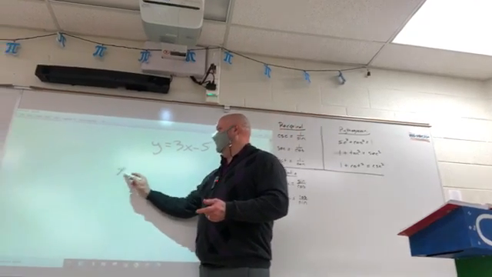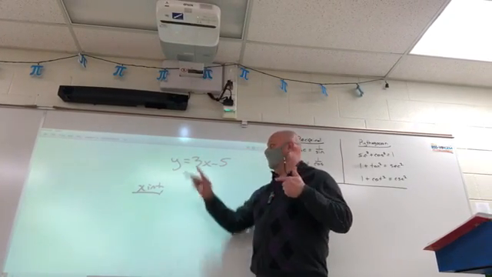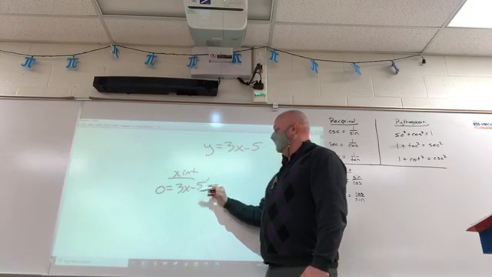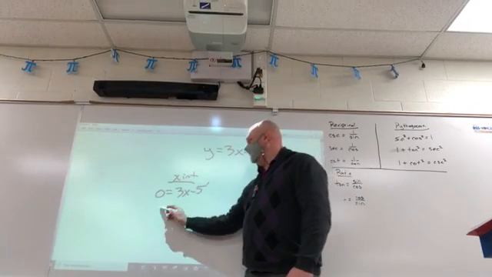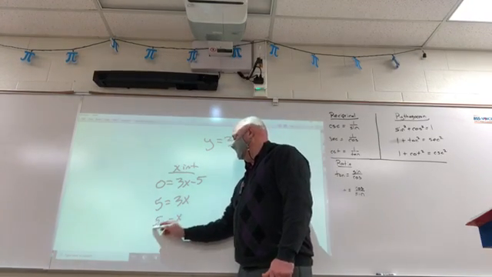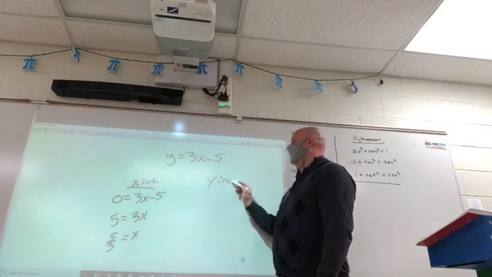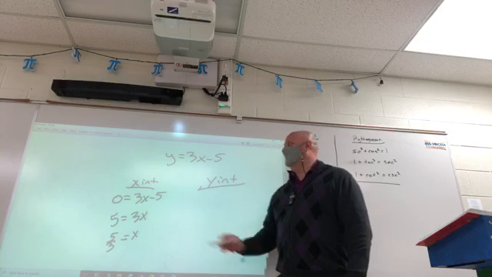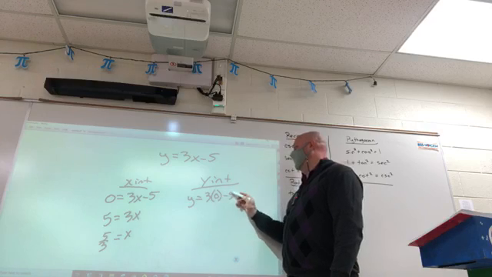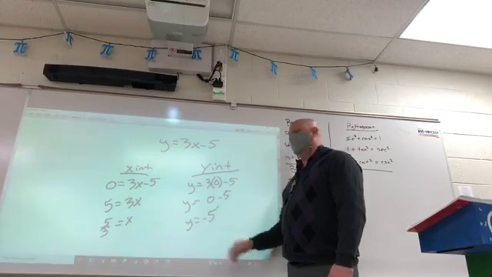Well, how would I find the x-intercept? What do I do to make the x-intercept? Make the y 0. So the y becomes a 0. Now I have to solve this. So I add the 5, 3x. So x is going to equal 5/3. How do I find the y-intercept? I make the x 0. So y is going to equal 3 times 0 minus 5. Well, that's just 0 minus 5, which is y equals negative 5.